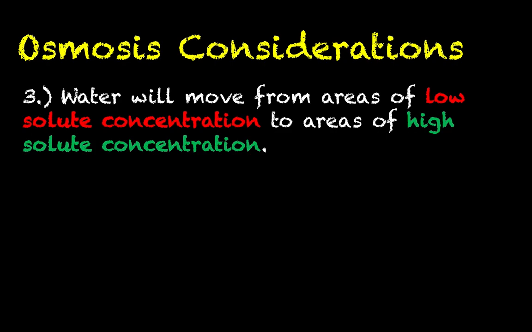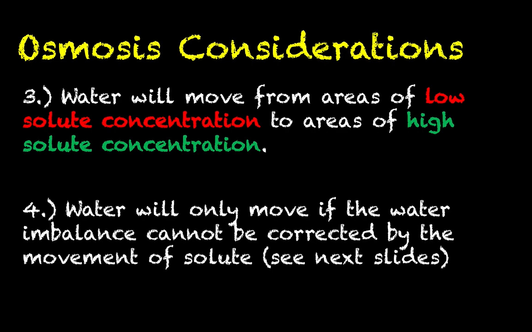Some more osmosis considerations. Water, as we said, will want to move from areas of high water concentration to areas of low water concentration. To make this more practically useful for us, though, since we are going to be told what solute concentrations are, water will move from areas of low solute concentration to areas of high solute concentration. That is exactly the same thing as saying water will move from areas of high water concentration to areas of low water concentration because of what we established on the previous slide.